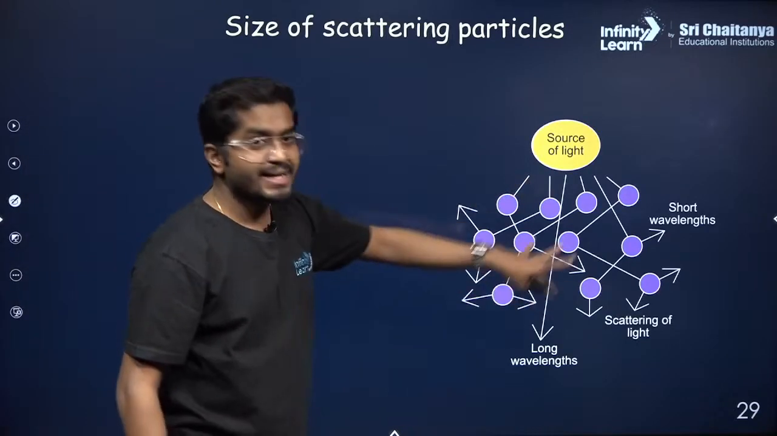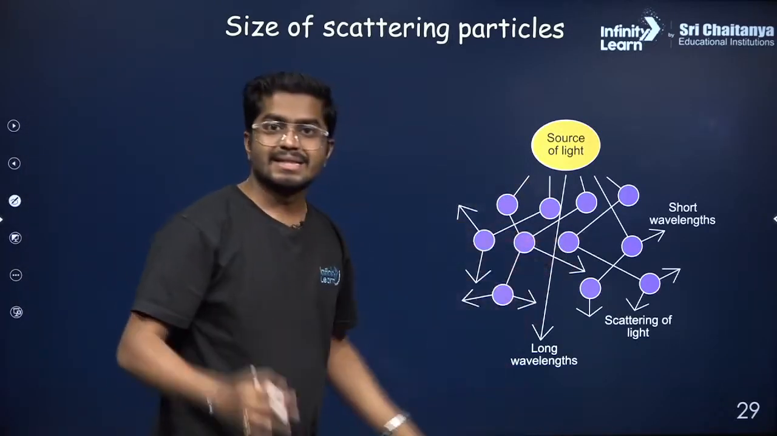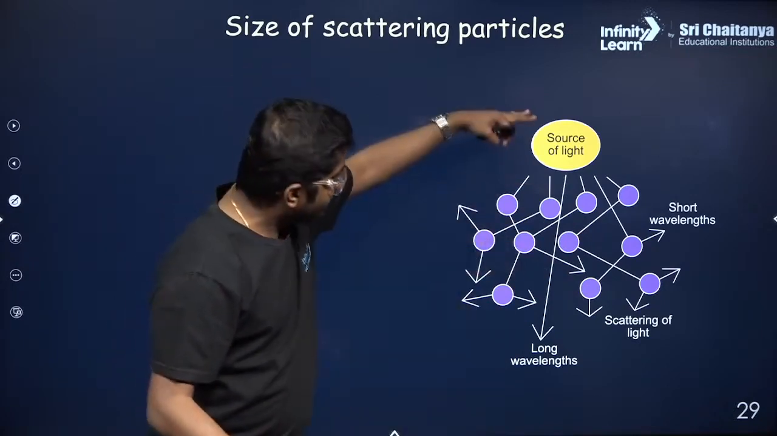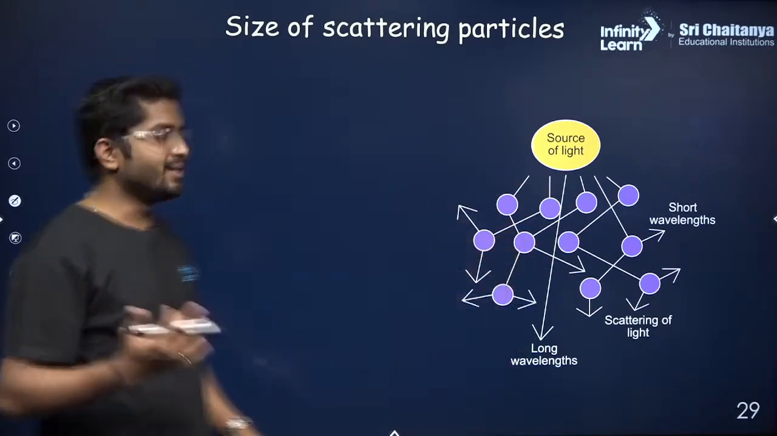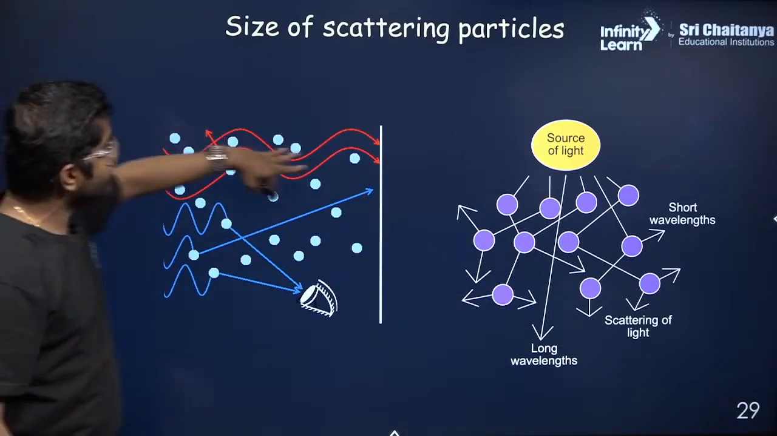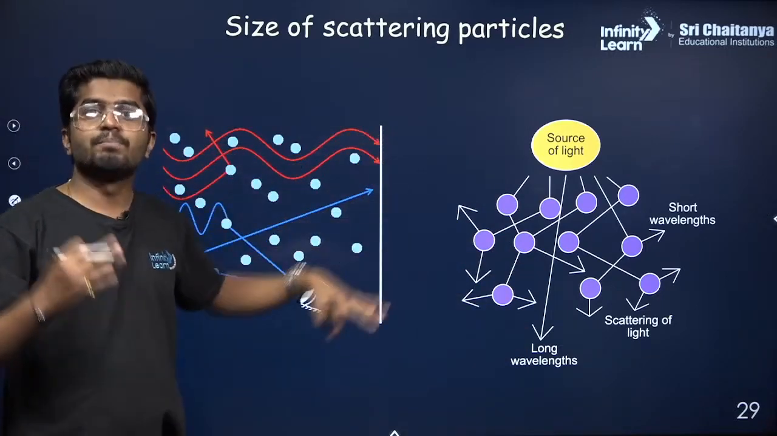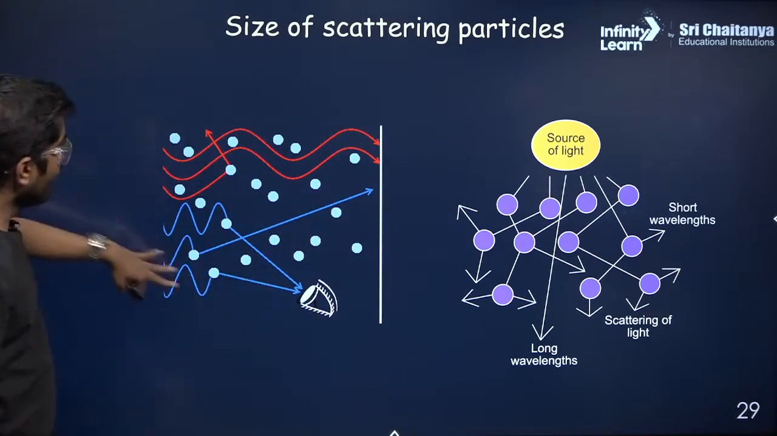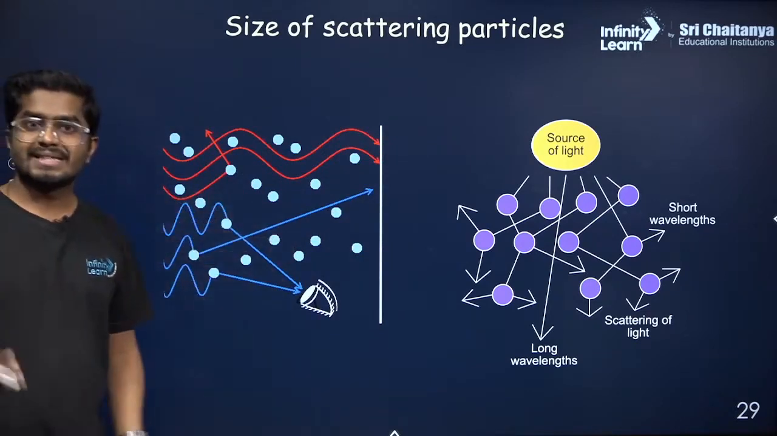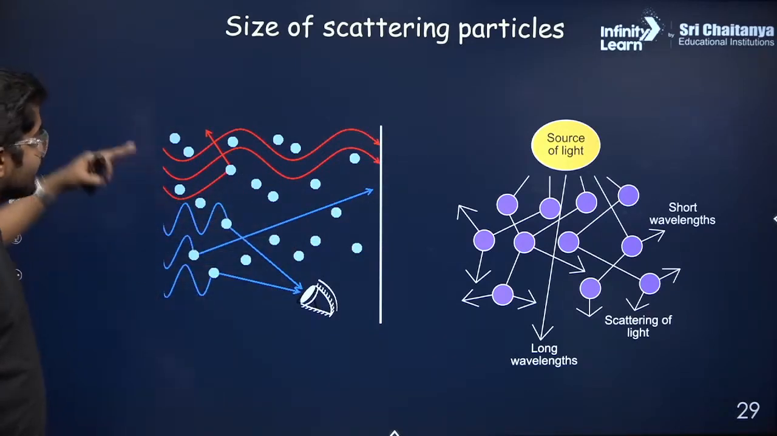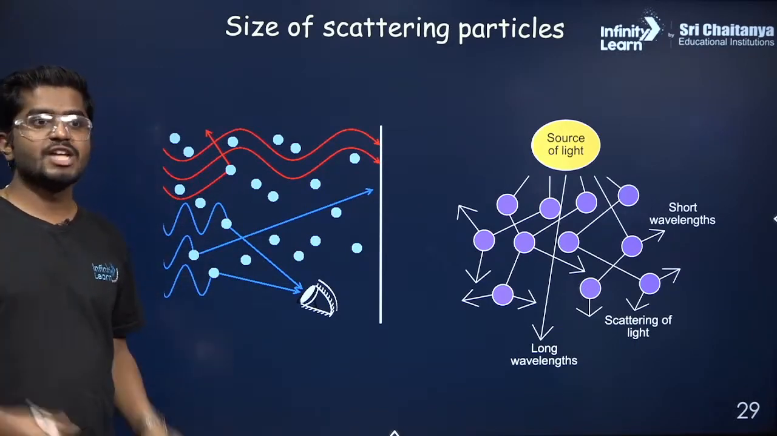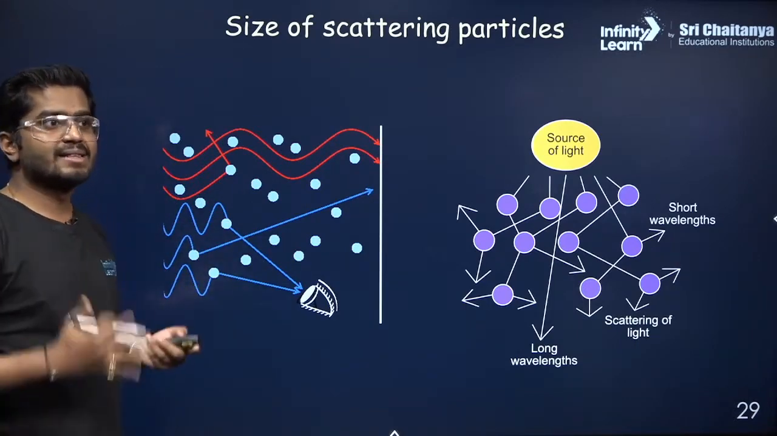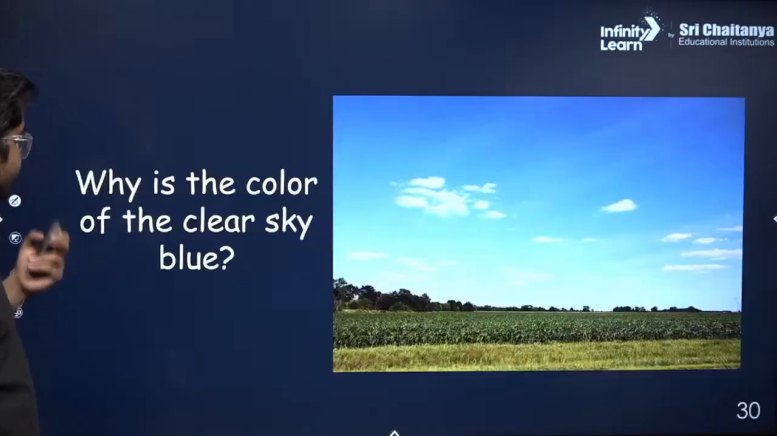Now there is a source of light falling onto different particles. The long wavelengths, orange or red, will pass through without any scattering. The smaller wavelengths will be scattered. Correct? The red light will pass without much scattering, but the blue or violet light will be scattered. And this is the reason for the different colors that we see in nature. So let's understand the different colors in nature.